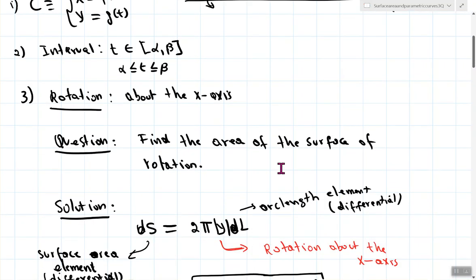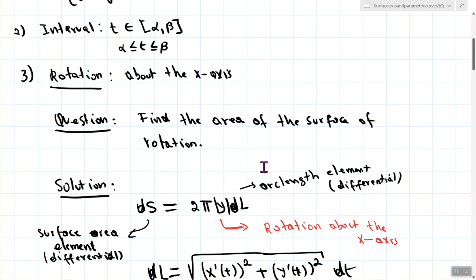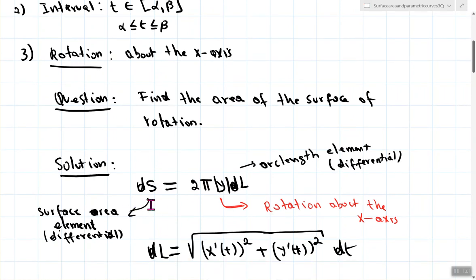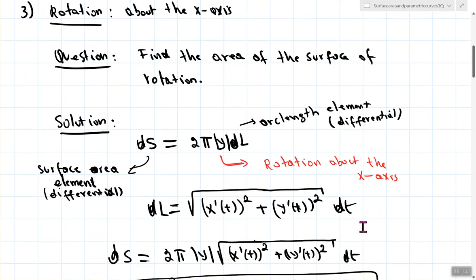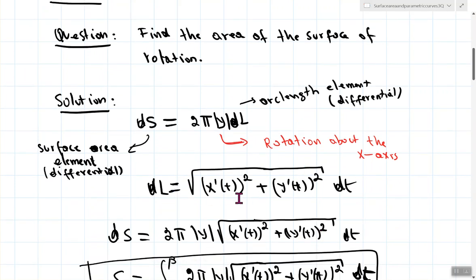So we know, to find the area of the surface in general, the surface area element, or differential ds, is 2 pi times, in this case, the absolute value of y and then times dl. dl is the arc length element. We have y here because the rotation is with respect to the x-axis. But dl, in terms of parametric equations, is the square root of x prime of t squared plus y prime of t squared dt.